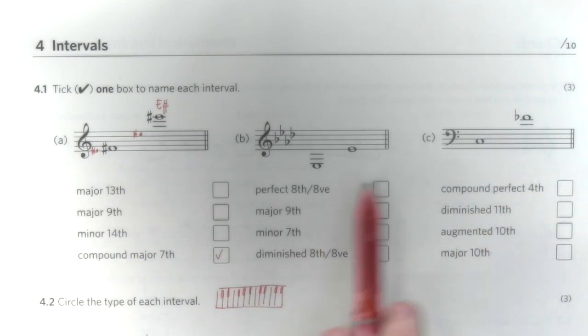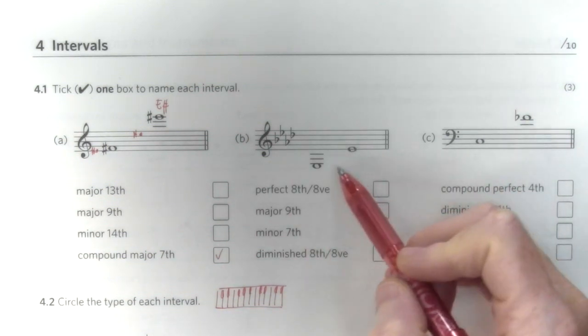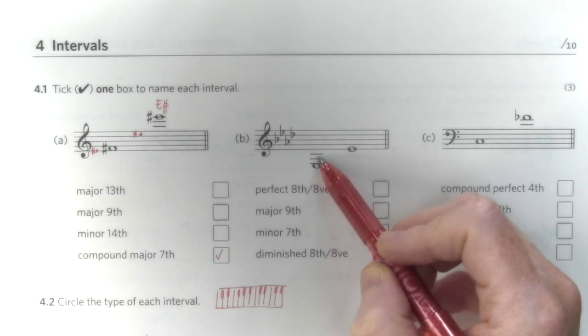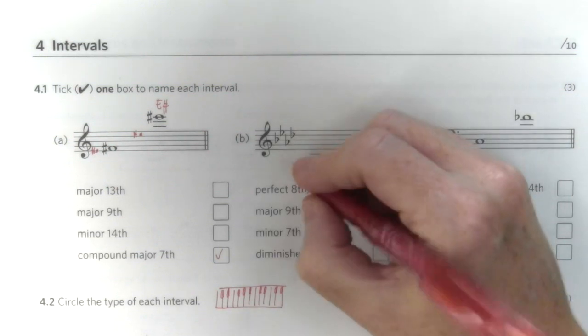We're going to do that again because I can see that there are bigger intervals here. So let's identify the note here. Do, Si, La, Sol, Fa, Mi, E flat.